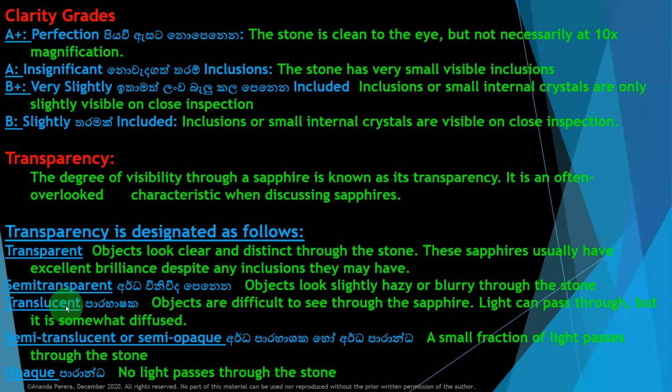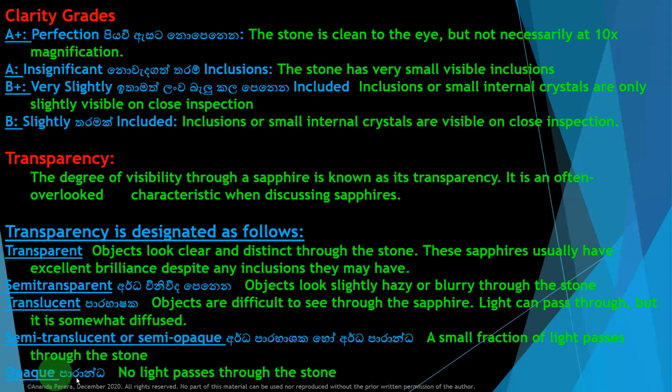Translucent, objects are difficult to see through the sapphire. Light can pass through, but it is somewhat diffused. Don't buy translucent gems. Semi-translucent or semi-opaque, don't buy those. A small fraction of light passes through the stone. We can't see the stone's inner area.